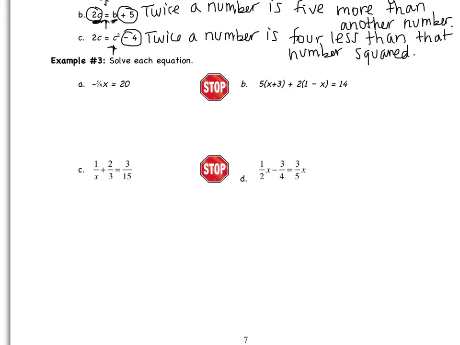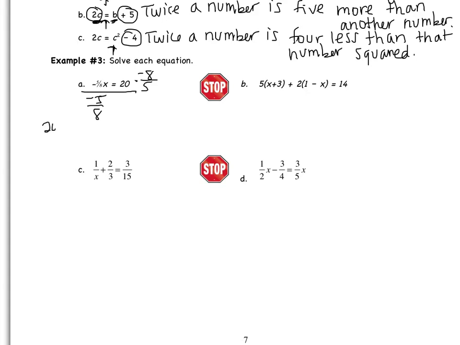Okay, so we'll notice in part A that we have a fraction. So we have a fraction multiplied by x. In order to get rid of that fraction, we have to divide by -5/8. Okay, we're not real good with dividing by fractions. Remember that dividing by a fraction is the same as multiplying by the reciprocal. So I'm going to multiply this side by -8/5. So you just flip it.